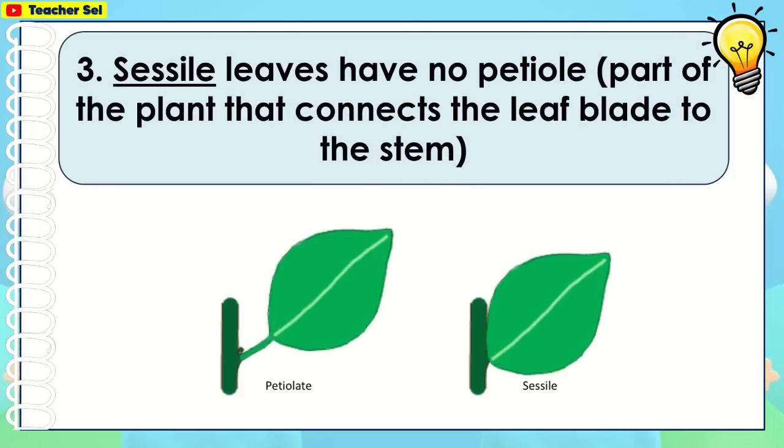Sessile leaves have no petiole. Petiole is a part of the plant that connects the leaf blade to the stem.